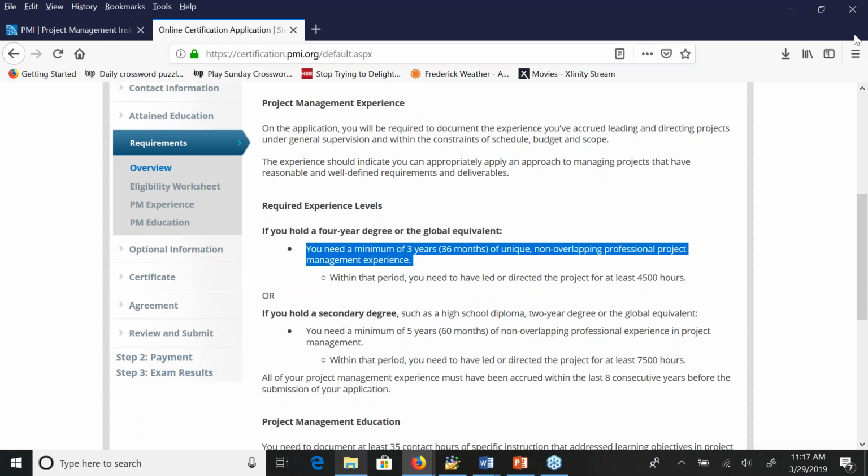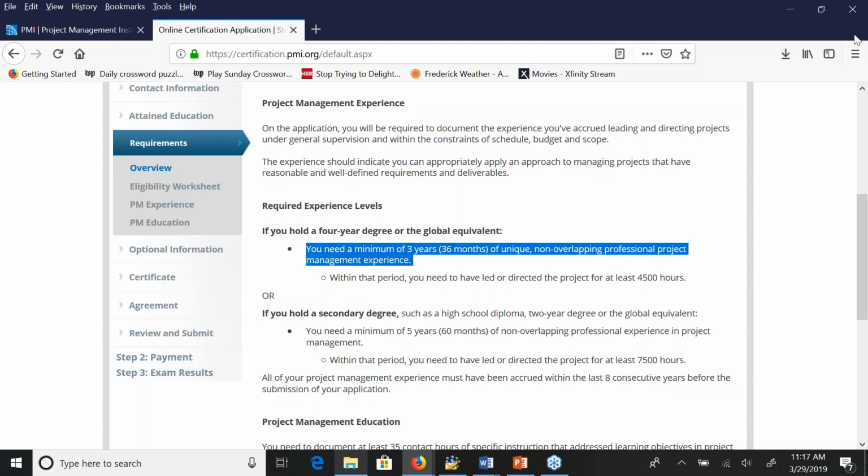This is when they're talking about unique non-overlapping experience. When they're talking about that, that's what they mean. Now, will you get credit for the 500 hours from Project A and the 1,000 hours from Project B? Yes. That'll be 1,500 hours.